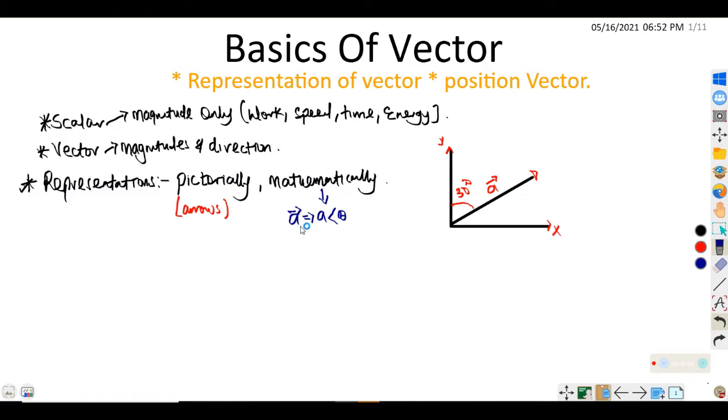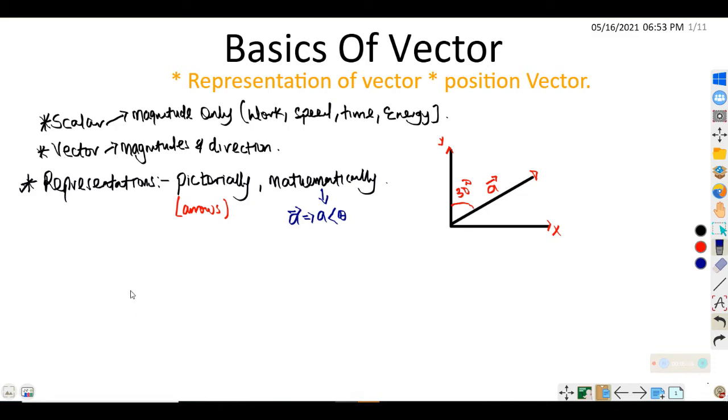So what I've done here, the mathematical representation, means the vector has been represented with a magnitude of A and a direction of theta. I hope you understand this, and that is what I want you to keep in mind. When you see a vector in this format, it means the vector is represented pictorially. And when vectors are in this format, it means the vector is represented mathematically. So that is what we want to talk about in this slide.